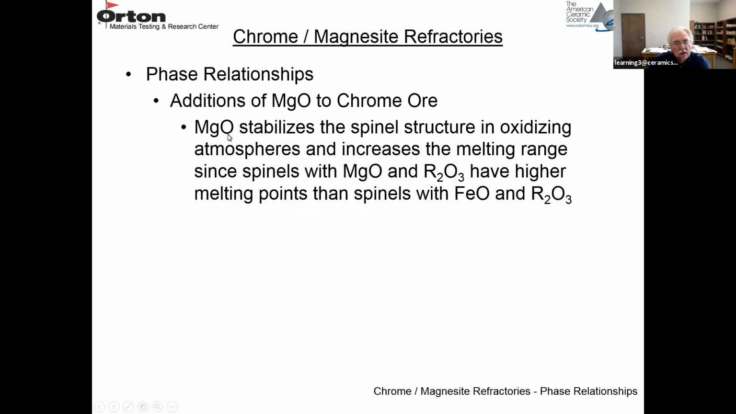A little bit more here. The MgO stabilizes the spinel structure in oxidizing atmospheres. It increases the melting range because that spinel that forms with the MgO has a higher melting point than spinels that form with the FeO. So MgO and any of the R2O3 groups in spinel is going to have a higher temperature than FeO in one of these R2O3 groups in that spinel form. So to increase the use potential of chrome ore, you add MgO.